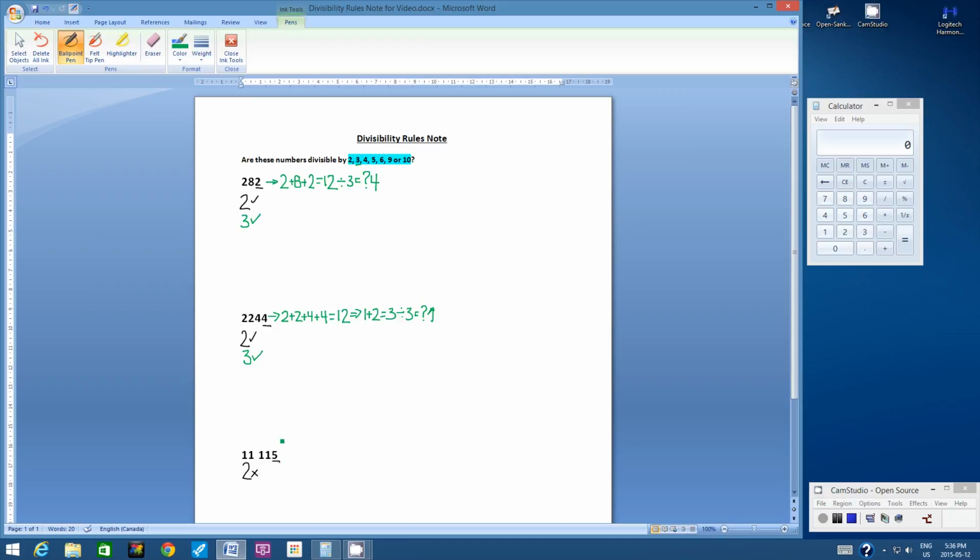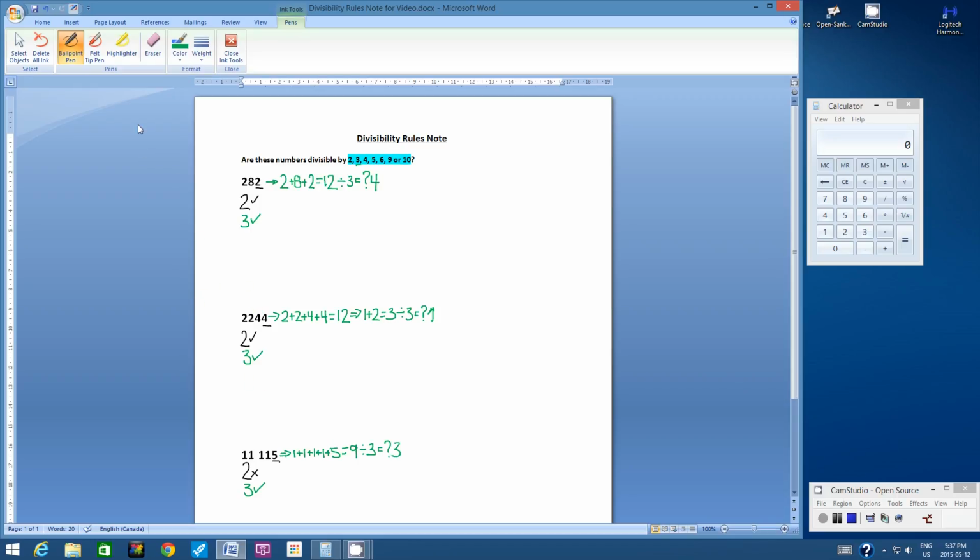All right, let's go to the next number, 11,115. We add up all the digits: 1 plus 1 plus 1 plus 1 plus 5. 1 plus 1 is 2, 2 plus 1 is 3, 3 plus 1 is 4, 4 plus 5 is 9. Is 9 divisible by 3? Do we get a whole number? Yes, we do. So this number is divisible by 3. Does that make sense? Do you have a rule written down for the divisibility rule of 3?